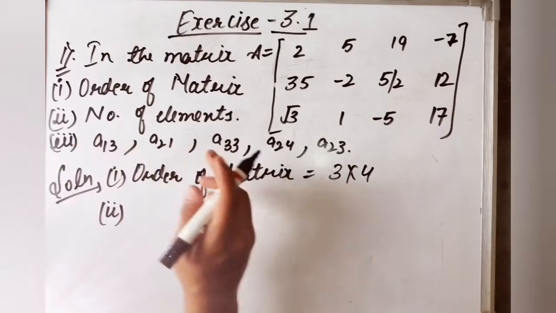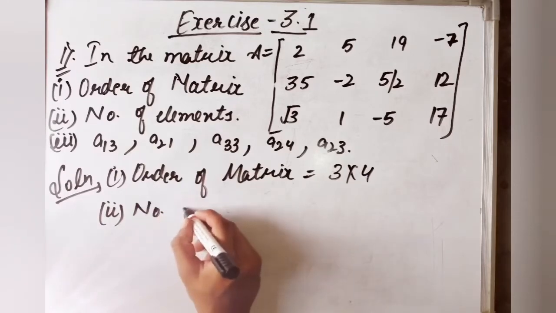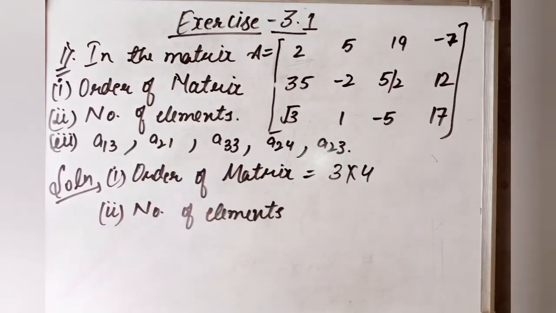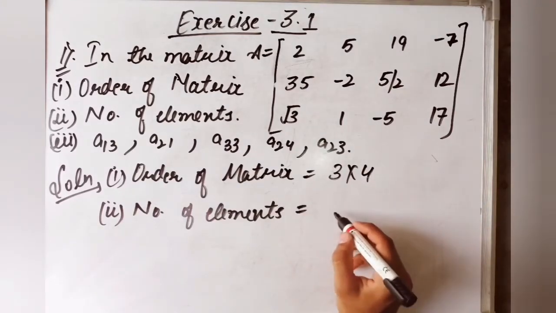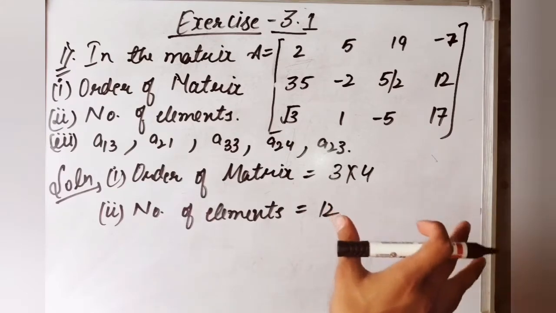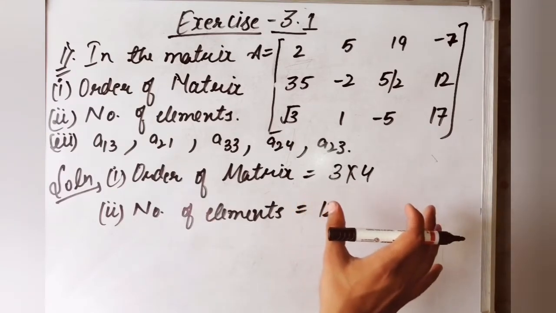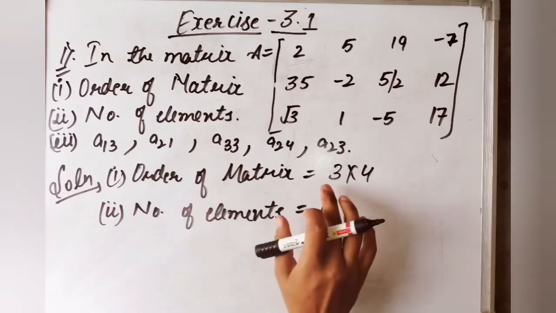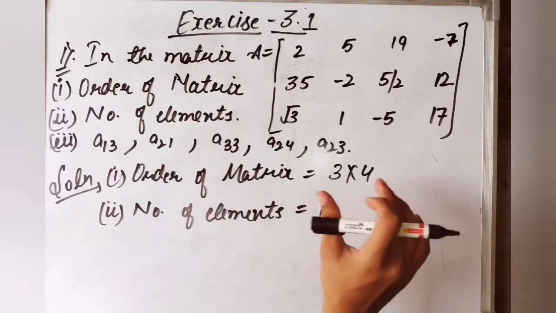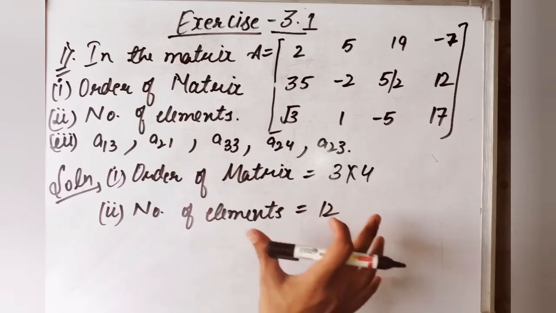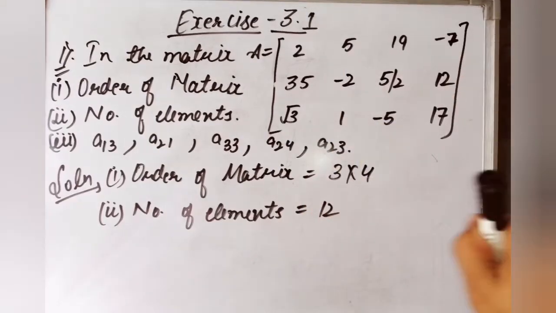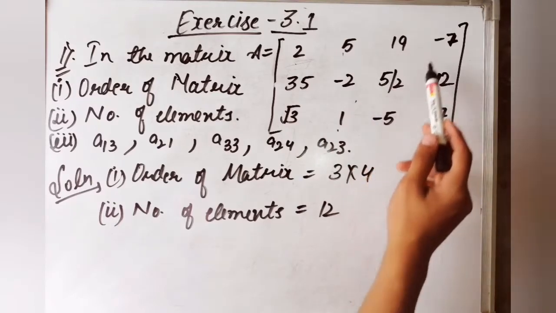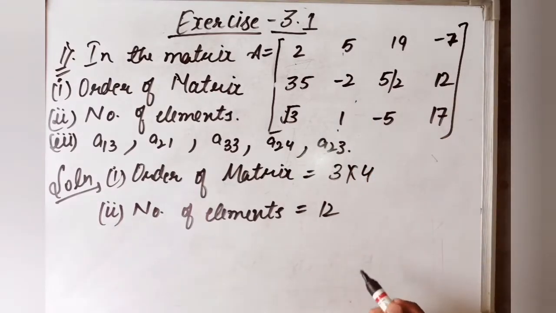Let's have a look at the second part of this question, the total number of elements. The total number of elements is 12, because whatever the order of the matrix, we need to multiply the two numbers present in the order, that are 3 and 4, and when we multiply 3 and 4 we have 12 as the number of elements. You can also check it by simple counting: 1 2 3 4 5 6 7 8 9 10 11 12. These were the total number of elements.